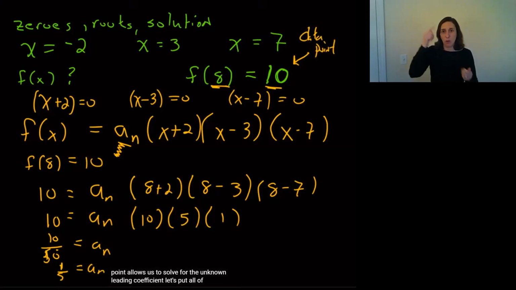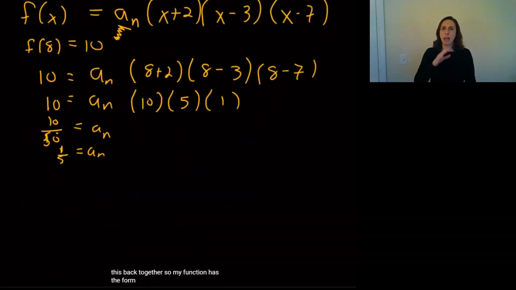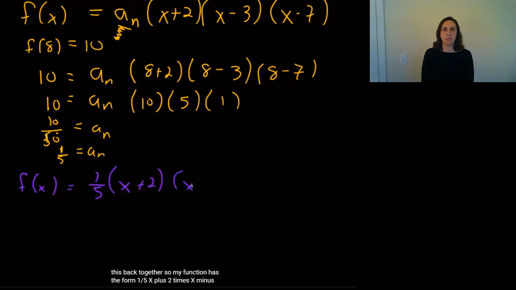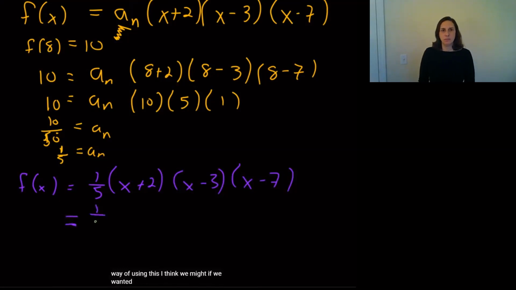Well, let's put all of this back together. So my function has the form one-fifth times x plus 2 times x minus 3 times x minus 7. And this is a workable way of using this. I think if we wanted to, we could expand this out into polynomial form.